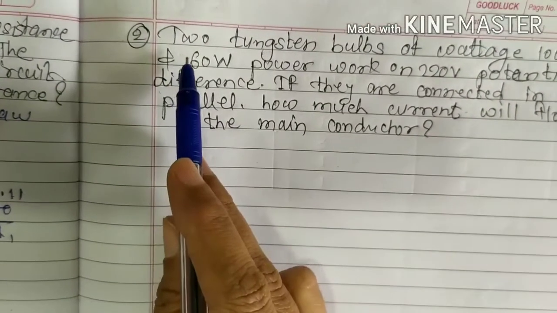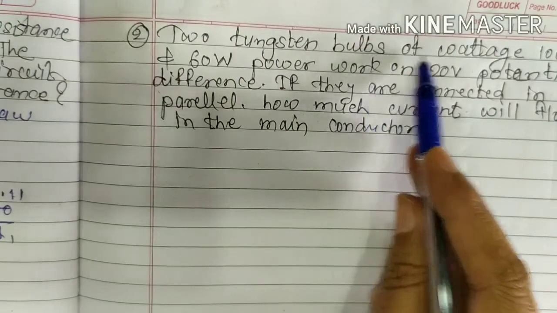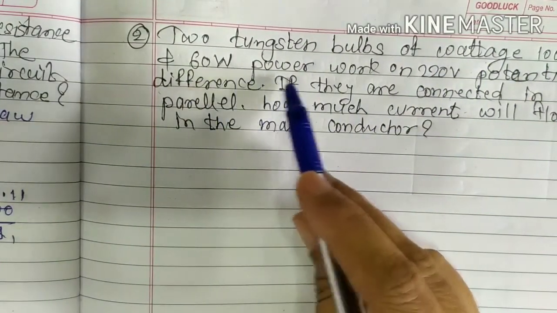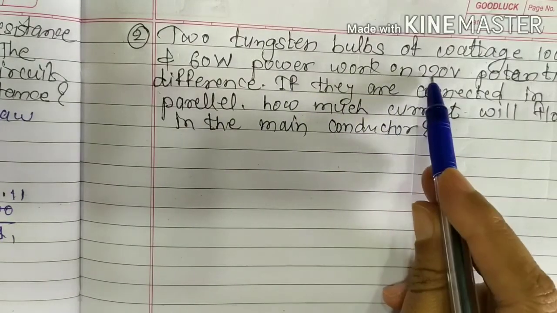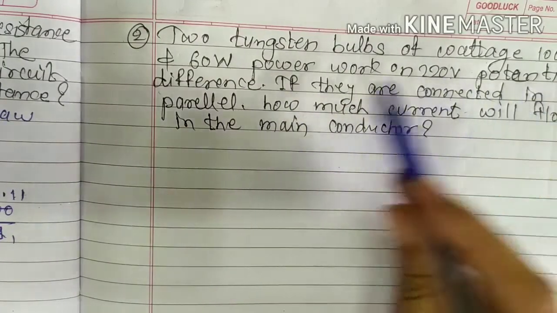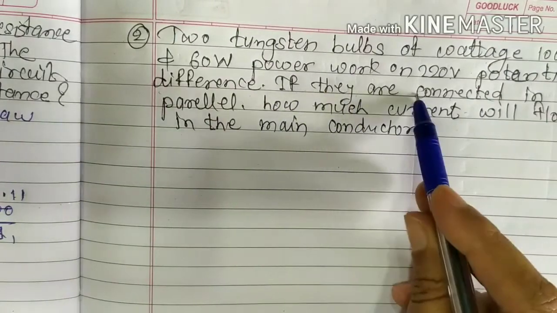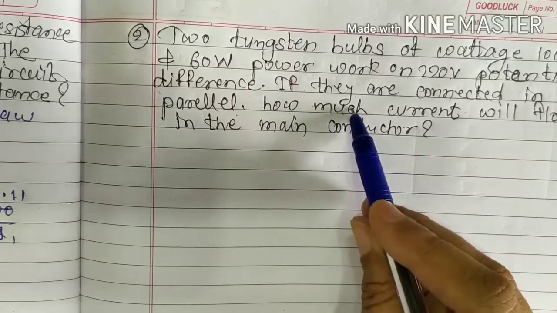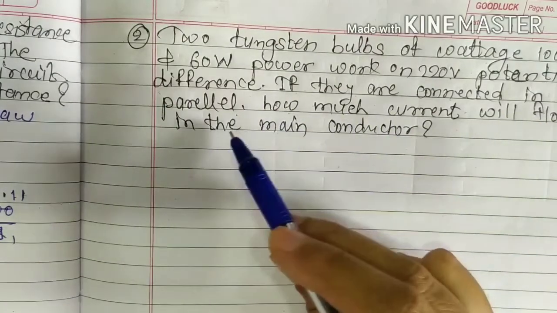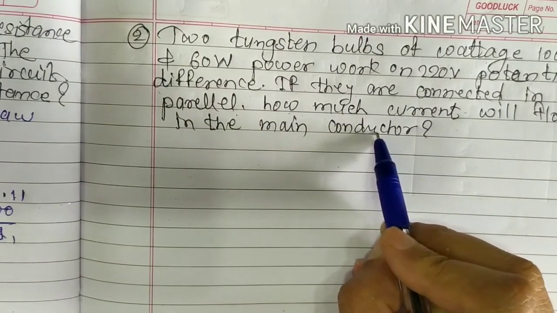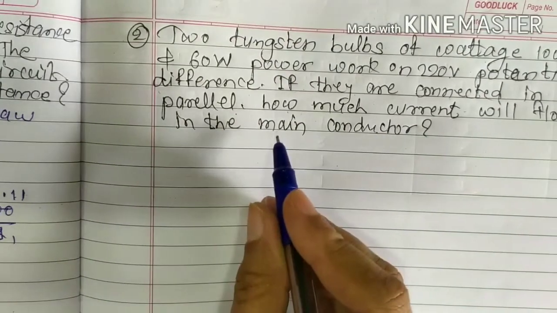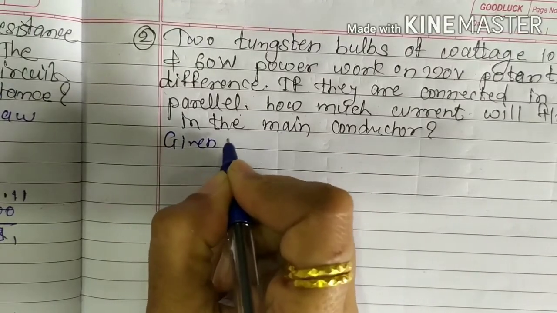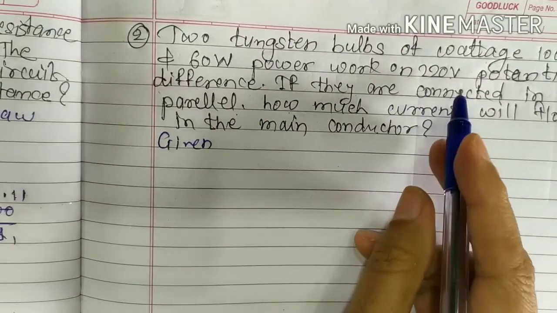Example number 2. Two tungsten bulbs of wattage 100 watt and 60 watt power work on 220 volt potential difference. If they are connected in parallel, how much current will flow in the main conductor? Let's see what is given. First, given, that is two bulbs.